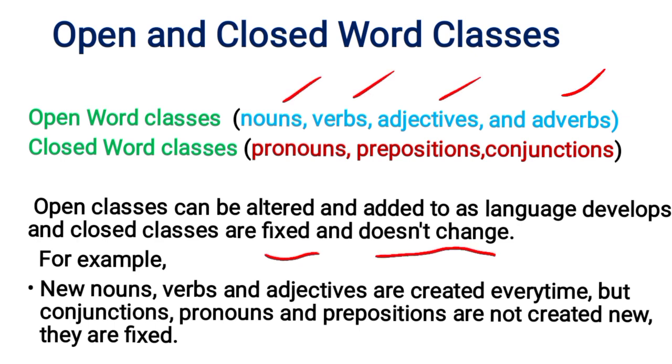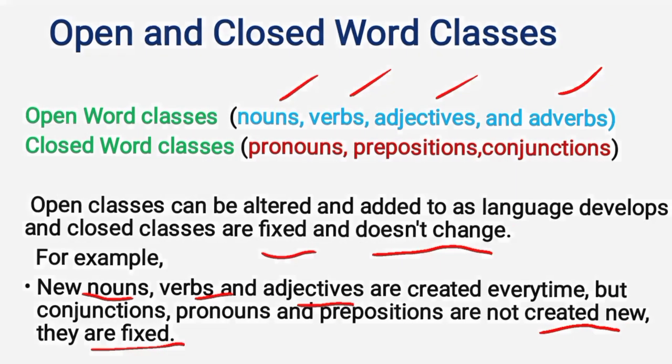Let's consider a few examples. New nouns, verbs, adjectives are created every time. So that means that the open word classes are open. We could include more nouns, verbs, adjectives, and adverbs in the open classes. Whereas the closed classes are fixed, so we can't create them. So they are fixed. Now let's move further.